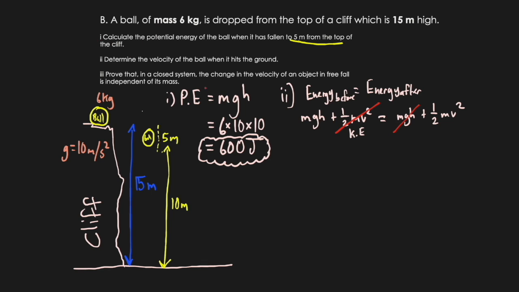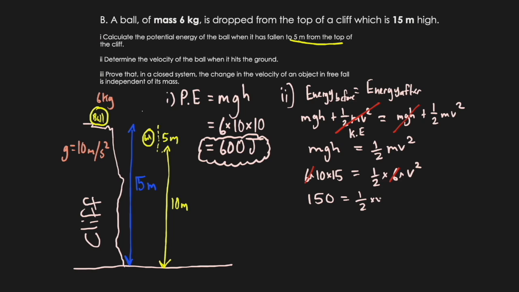So therefore, we will be left with mass times gravity times height before is equal to half mass velocity squared after. So 6 times 10 times 15 is equal to half times 6 times v squared. You could basically say that the 6's cancel out, okay? I'll be left with 150 is equal to half times v squared. Now to get rid of the half, I just multiply both sides by 2. So 2 times 150 is 300, which is equal to v squared.